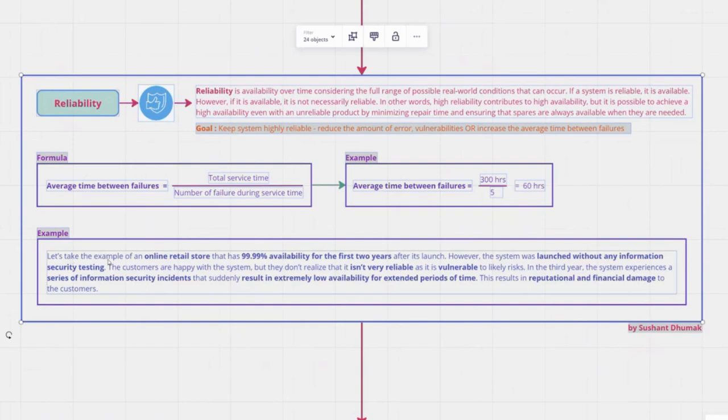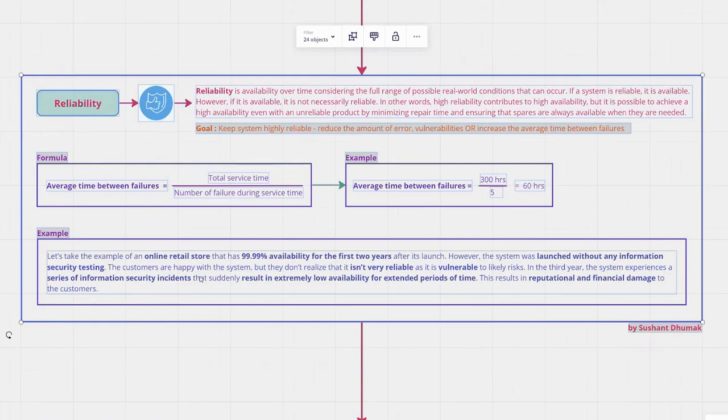See, I just put one example here: there is an online store like Amazon or Flipkart which had availability of 99.9% when it launched. For the first 2 years, it was giving this kind of availability. But when it launched, it had some security issues related to user information or maybe credit card information.